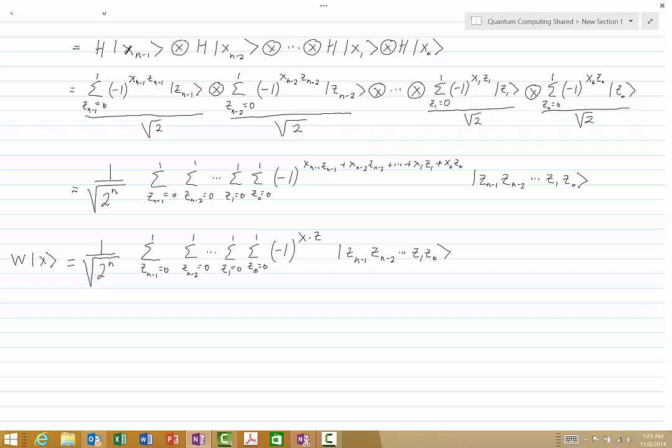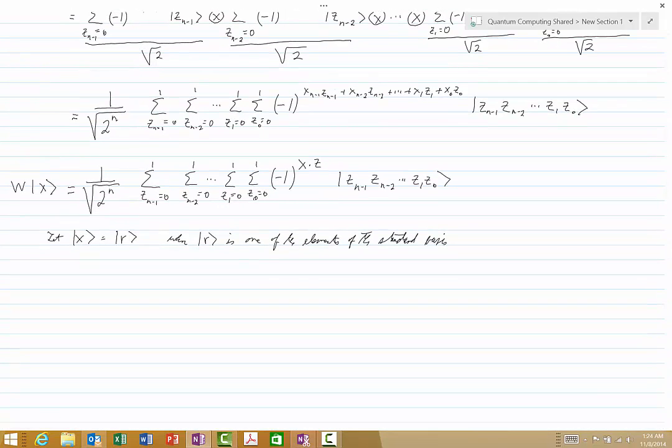Now to finish off our proof, notice that if we let x equal, remember, this formula here is good for an arbitrary n-qubit state. So if we let x equal, let's say r, where r is one of the elements of the standard basis, then we get W of r.